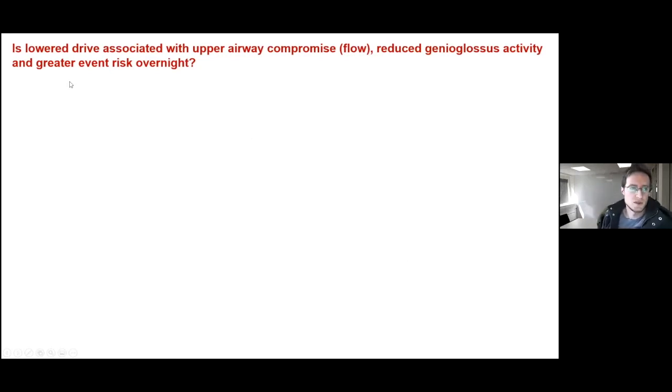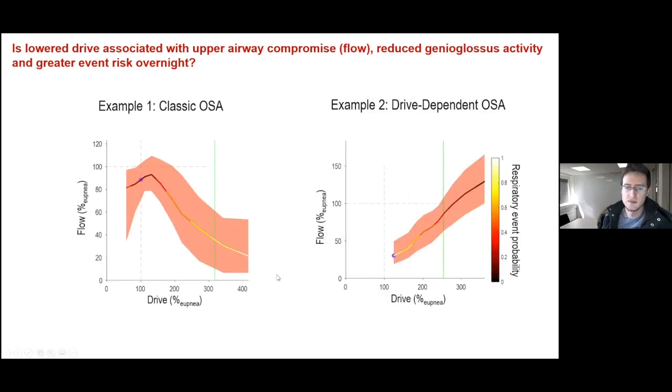So the next question, we wanted to look at whether lower drive was associated with lower flow, lower genioglossus activity, and greater event risk overnight. So we moved away from our event analysis now and looked at all the breaths in the night. We threw out arousals. We actually kept REM separate for a separate analysis. So we're just looking at non-REM, every breath in sleep, true sleep, because we've thrown out those arousal breaths.